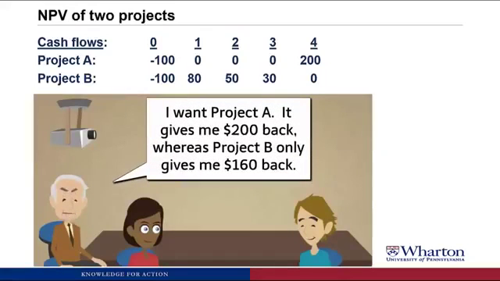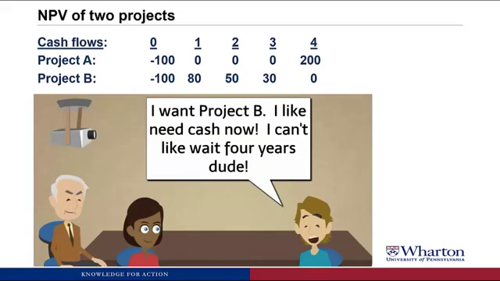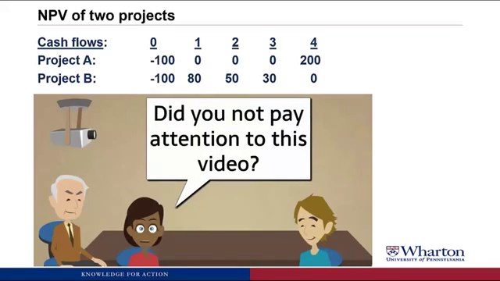I want Project A. It gives me $200 back, whereas Project B only gives me $160 back. I want Project B. I like my cash now. I can wait 4 years, dude. You two are clowns. Did you not pay attention to this video?